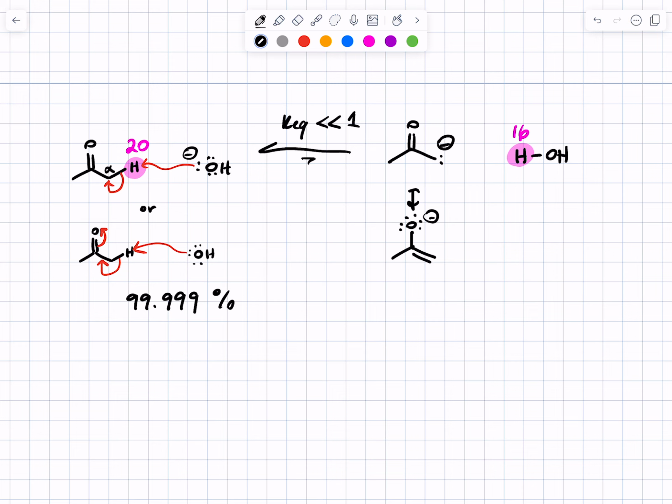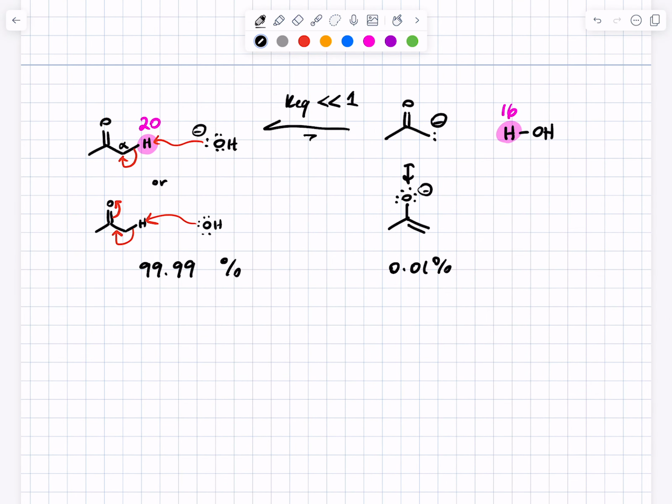99.999%. Is that 10,000, or is it that? I don't know. You'll forgive me if I don't have enough nines and zeros there. But that's the idea, is we only have a very, very small percentage of enolate at any given time.